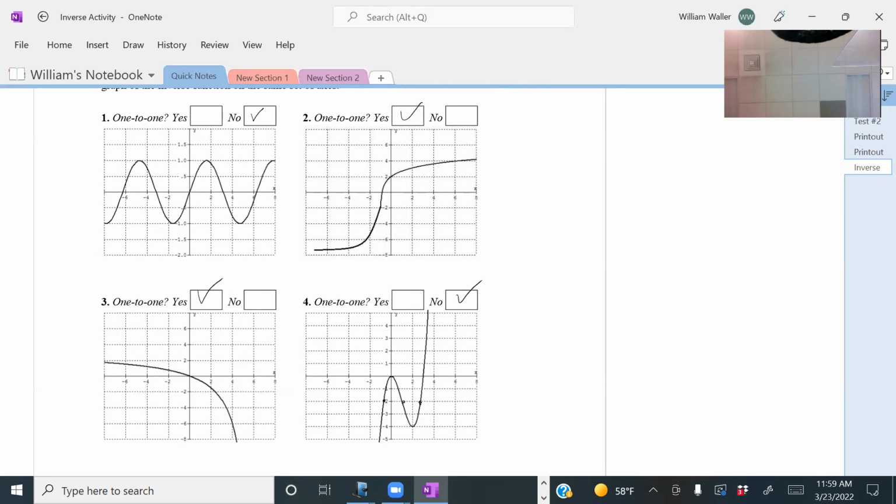See if you can sketch the inverse there. So draw the 45-degree line and try to think about rotating it around the 45-degree line. 3 is really the trickiest one, I think. I'm not sure I know what that one looks like.